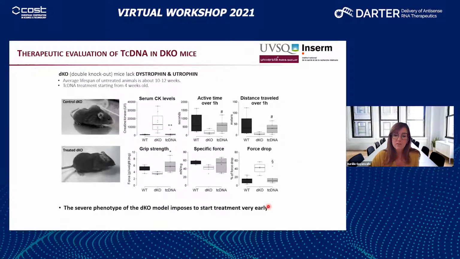One of the limitations of a double knockout model, or a model that is too severe, is that you need to start the treatment extremely early. In that case, we had to start treatment from 4 weeks old, and that doesn't allow a great window of therapeutic action. In humans, you would have weeks and months to treat the patient, and here you don't have that time. So you need a treatment that's a little bit stronger.